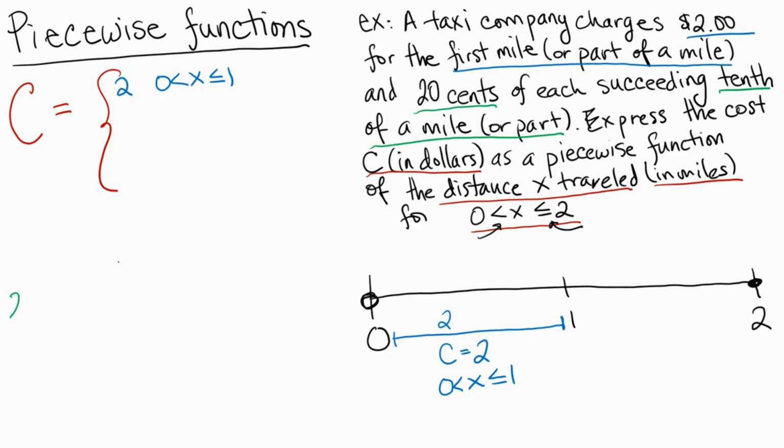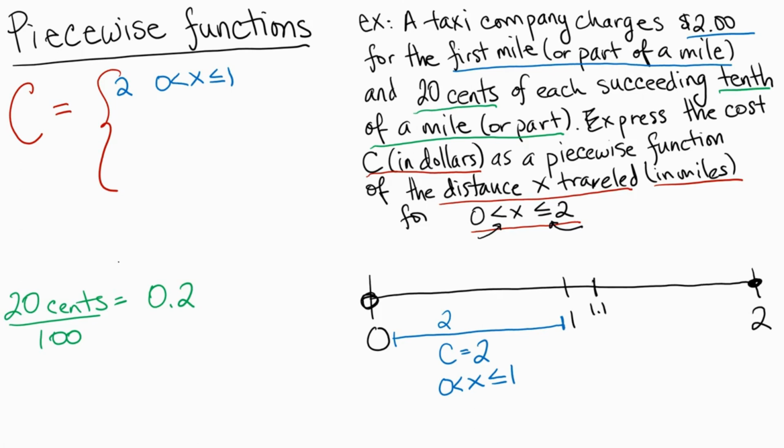On this side, we have 20 cents, and we need to rewrite 20 cents into dollars. We can do that by saying that there are 100 cents in a dollar, so we can divide both sides, and that gets us $0.2. An example that we can look at is if we go 1/10 of a mile more, that's going to be kind of right here. That's going to be 1.1 miles.